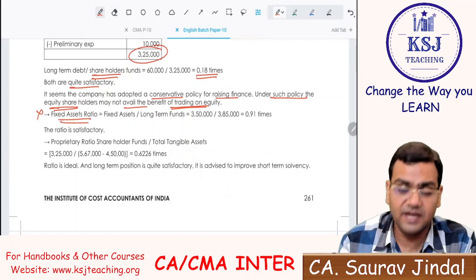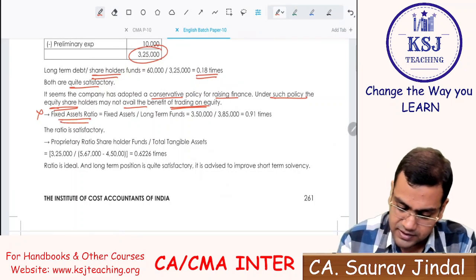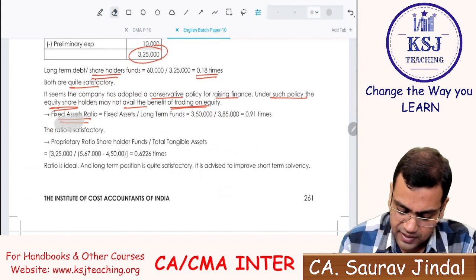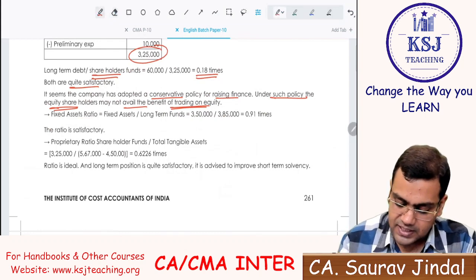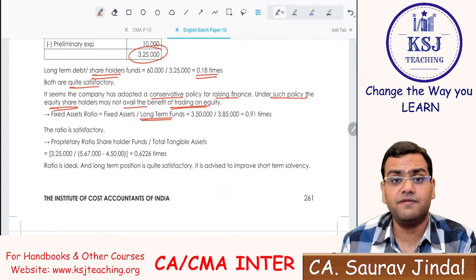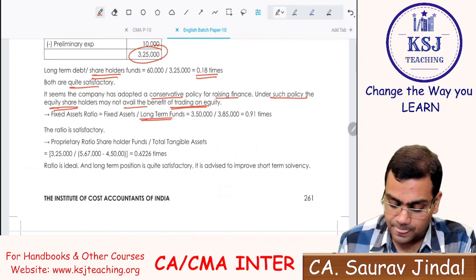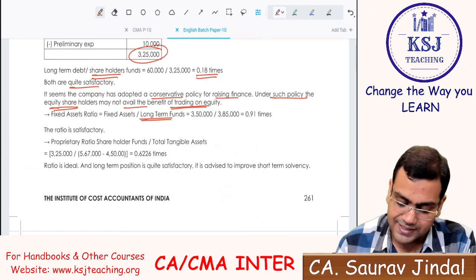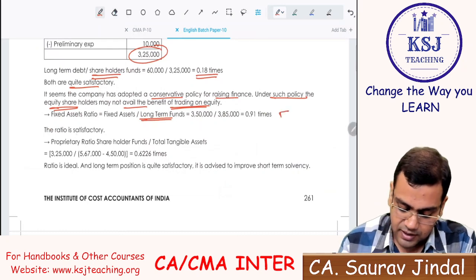Then this is wrong, sir. Fixed asset ratio, they have calculated fixed asset ratio. Okay, that is fine. Fixed assets divided by the long-term funds, that is, how much of the fixed assets have been financed from the total funds. That's fine. The ratio is satisfactory.